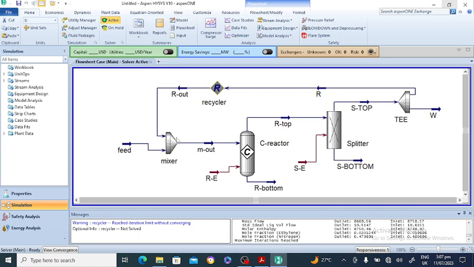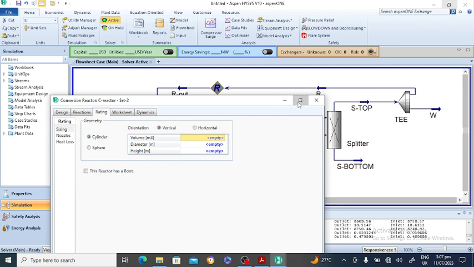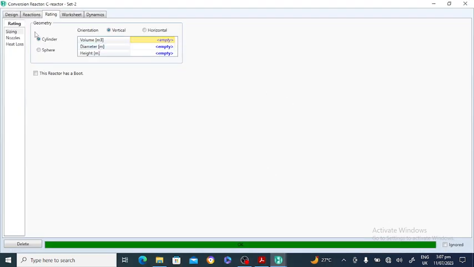This is all about that. Now you can also add the reactor volume. Double click on the reactor, go to the rating, and suppose the volume of the conversion reactor I am putting is 5 meter cube. The diameter and the height of the reactor are calculated by Aspen HYSYS. The height of the reactor is this one.